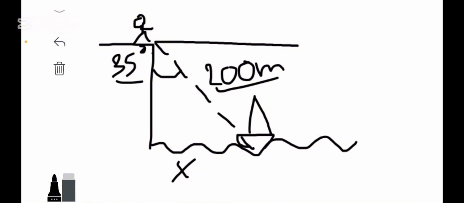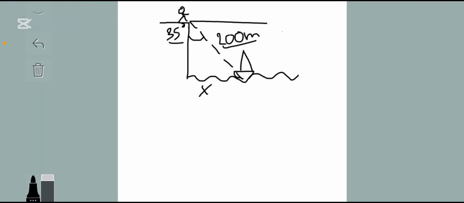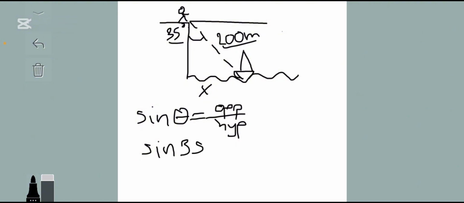We can use the trig ratio sine. Let's write down the formula for sine. The formula for sine is sine theta equals opposite over hypotenuse. And now let's plug in our known values. So we know theta for that triangle is 35 degrees, and the opposite would be x. We need to find that out. And then the hypotenuse is 200.